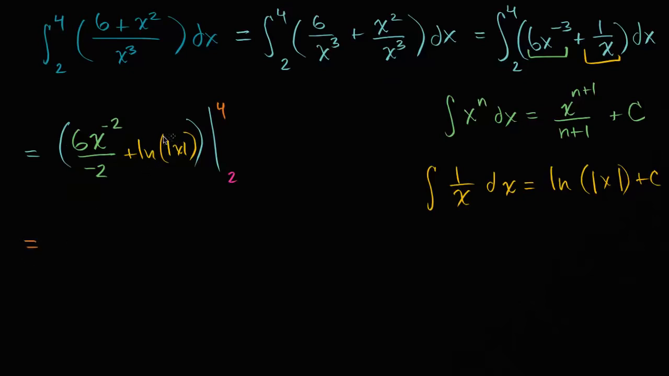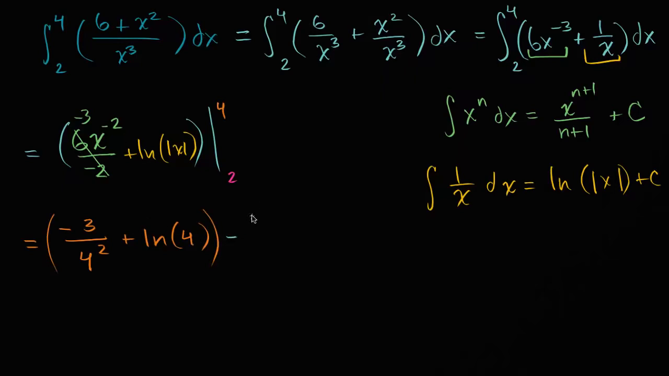This is equal to, let's evaluate everything at 4. And actually, before I even evaluate at 4, what's 6 divided by negative 2? That's negative 3. So if we evaluate it at 4, it's going to be negative 3 over 4 squared. 4 to the negative 2 is 1 over 4 squared. And then plus the natural log of the absolute value of 4, but the absolute value of 4 is just 4. So the natural log of 4. And from that, we're going to subtract everything evaluated at 2.